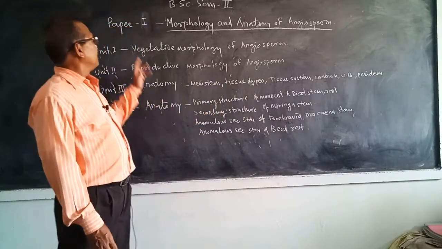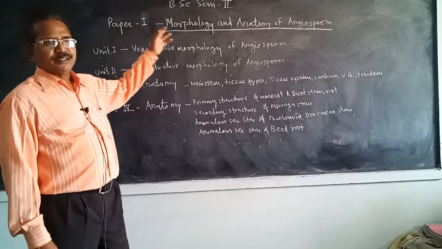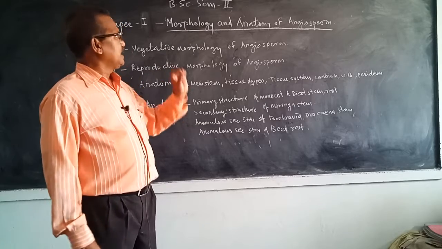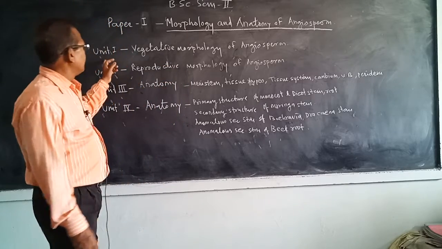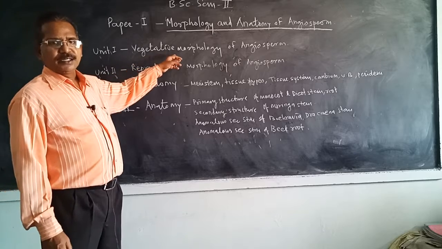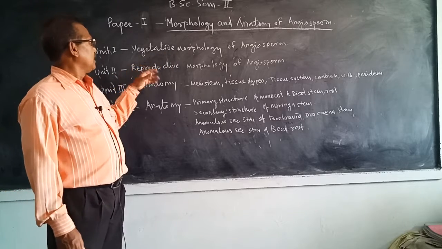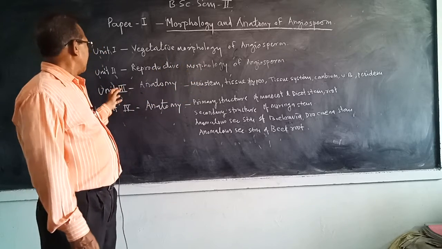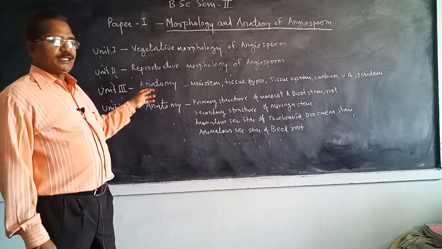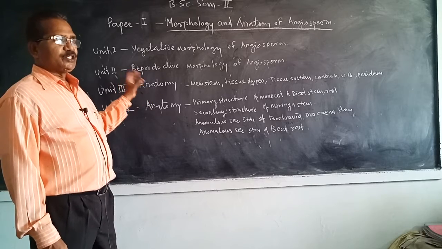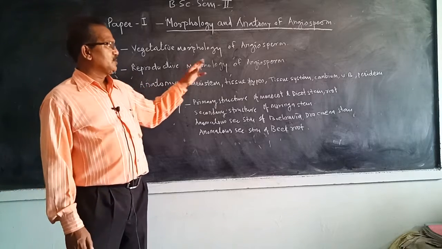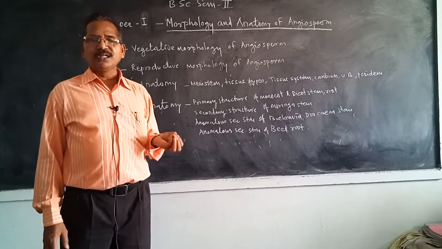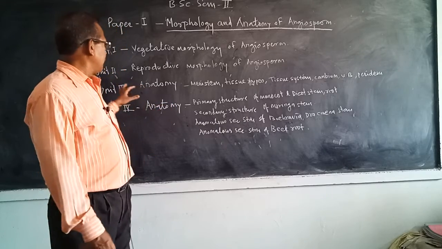In this manner, paper 1 is Morphology and Anatomy of Angiosperm, and it includes 4 units. In the first unit, you have to study vegetative morphology. In the second unit, you have to study reproductive morphology of angiosperm, and in the third unit, you have to study the internal tissue system: meristem, tissue types, tissue system, cambium, vascular bundles, and periderm. It is included in the third unit.